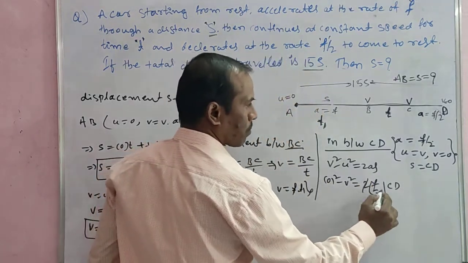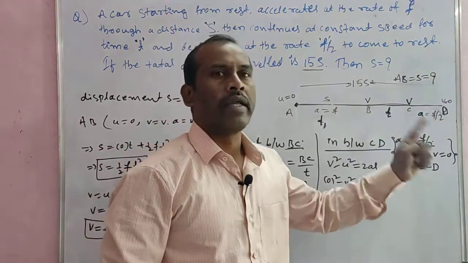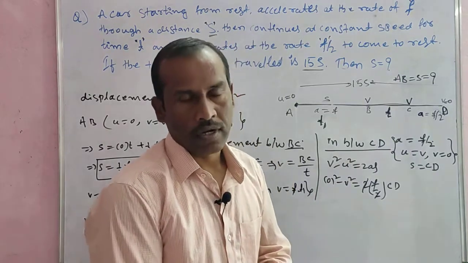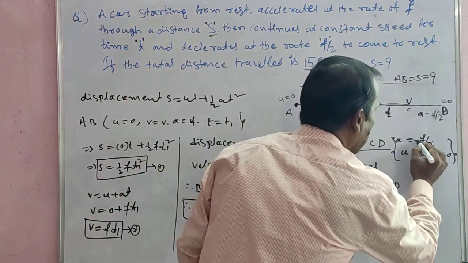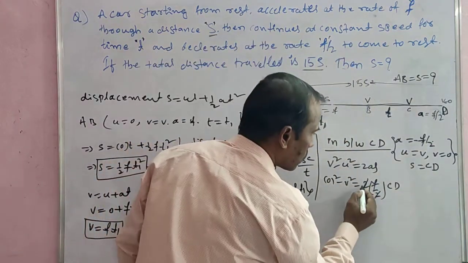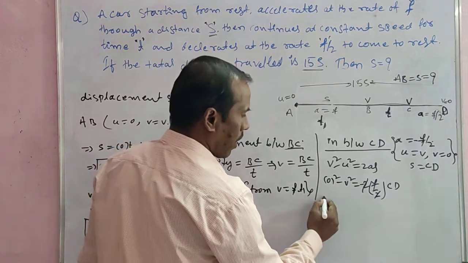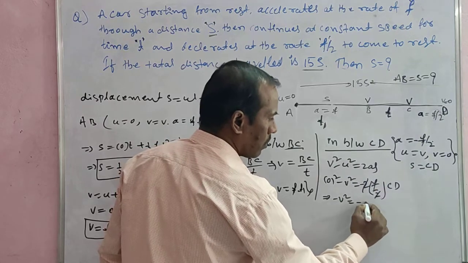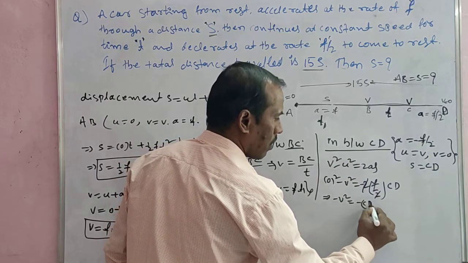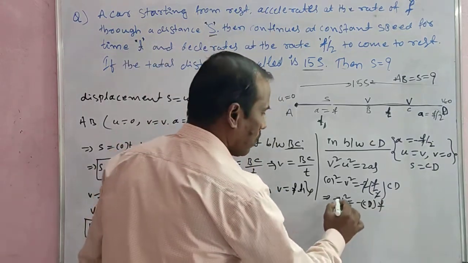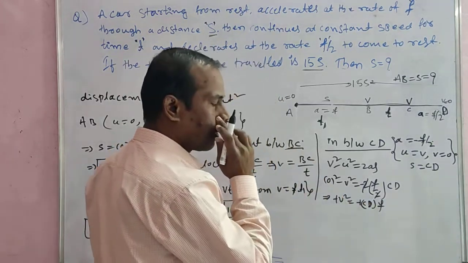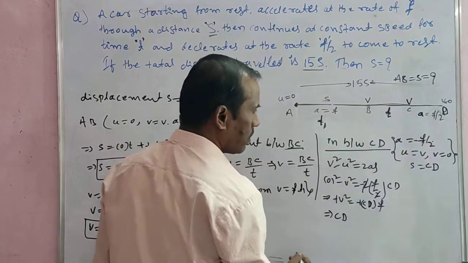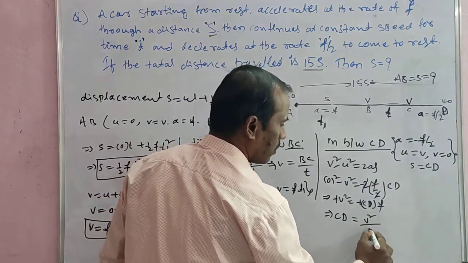Now the 2 gets cancelled. Here the car decelerates from C to D, so A has a negative value, A is equal to minus F by 2. This simplifies to minus V square is equal to minus CD into F. The minus signs get cancelled, and the displacement between C and D, CD, is equal to V square by F.